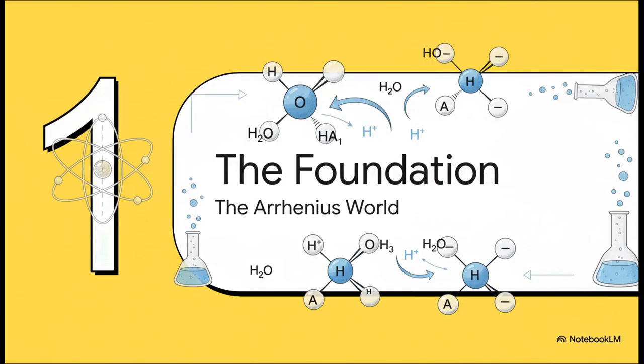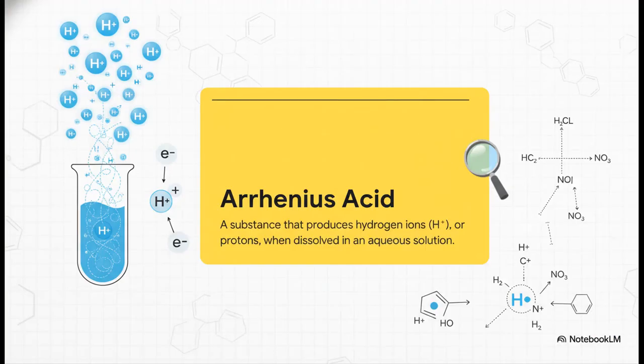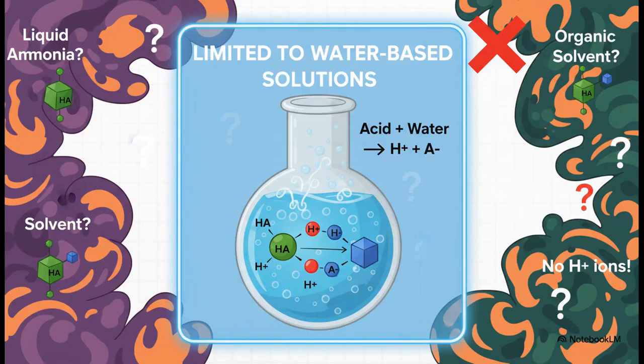So let's start at the very beginning, with the first real formal definition that gave chemists their initial blueprint for understanding these things. This Swedish scientist, Svante Arrhenius, came up with a really simple but powerful idea. He said an acid is basically any substance that, when you dissolve it in water, releases a positively charged hydrogen ion. Now, since a hydrogen atom is just one proton and one electron, an H+ ion is literally just a naked proton.